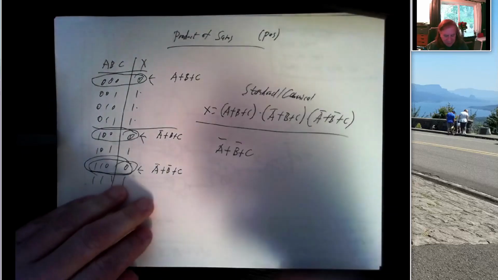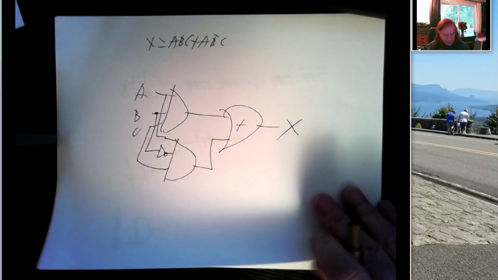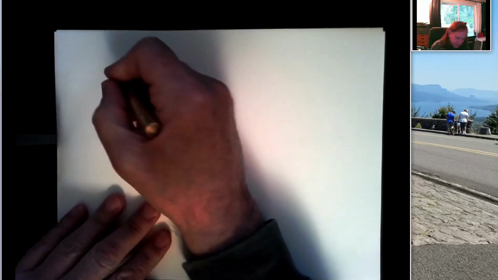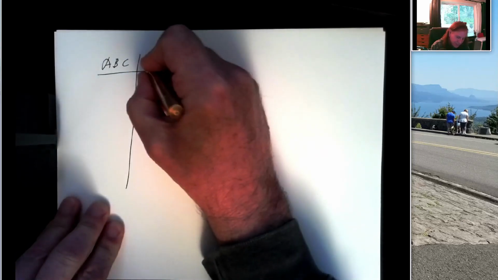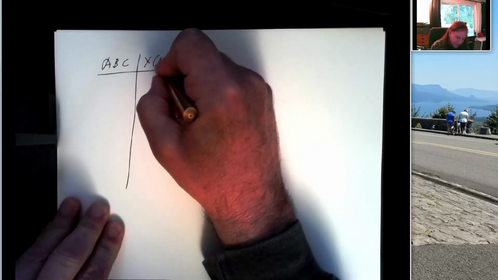But time and again we'll be doing this, and so we can come up with a more succinct way of writing this. So if this is our truth table, and here's our inputs A, B, C, and here's our output X of A, B, C.